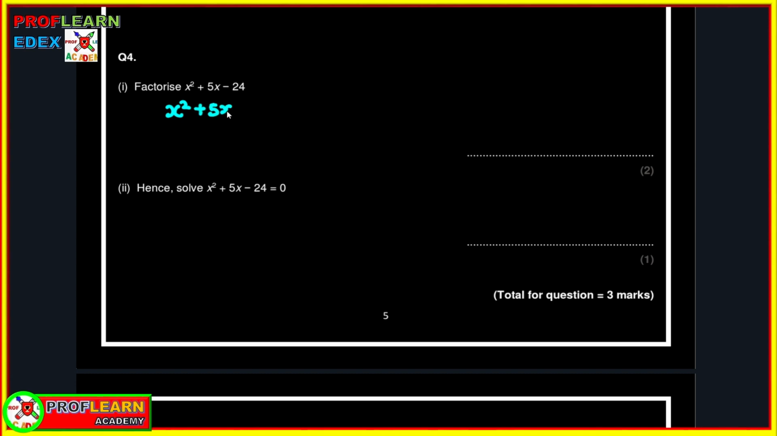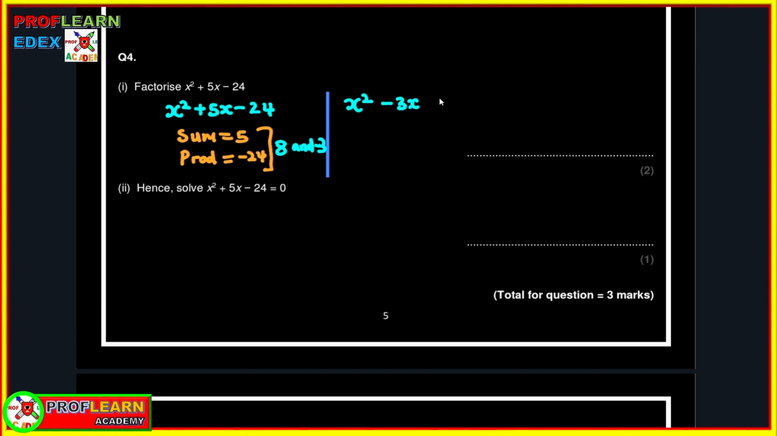Which will mean that we are going to identify two numbers whose sum is 5 and whose product is negative 24. So which are the two numbers? If you add them, you get 5, but if you multiply them, you get negative 24. The two numbers must be 8 and 3, but one must be negative, and 3 has to be the negative, so that if we add, we're going to get positive 5.